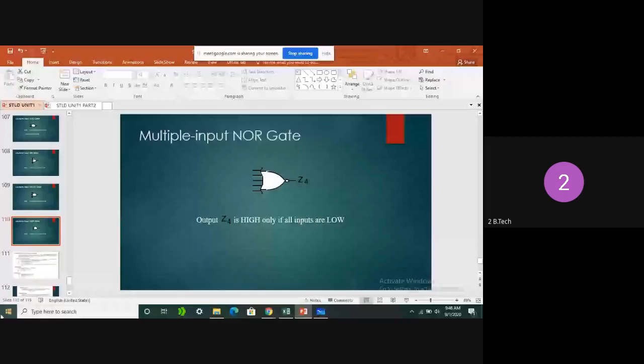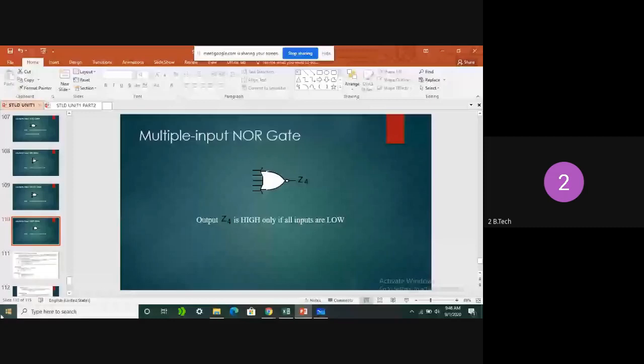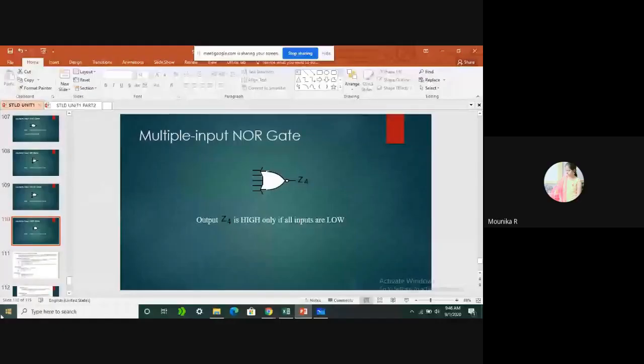How many inputs do we have here? 1, 2, 3, 4, 5 inputs. If all 5 inputs are low, then obviously the output is going to be high. In all remaining combinations, the output is always going to be low. So that is the working of the NOR gate with multiple inputs.